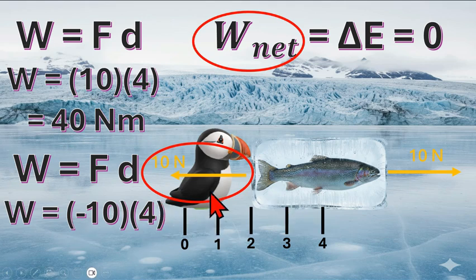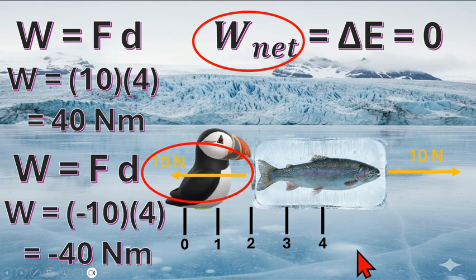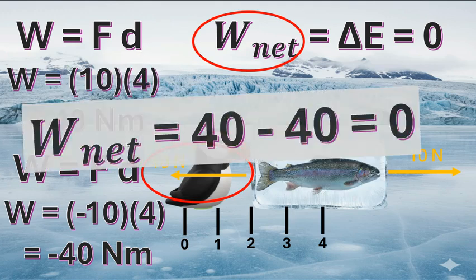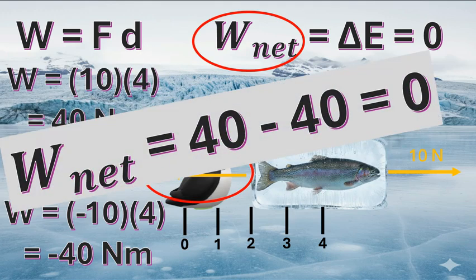Again, negative because the force is opposite the direction of motion. All right, so negative 10 times 4 is negative 40. And so you see the net work is like how much positive work there is minus how much negative work there is. So that ends up being 40 minus 40, or 0. Okay, so now it makes sense that we're getting a 0 change in energy.